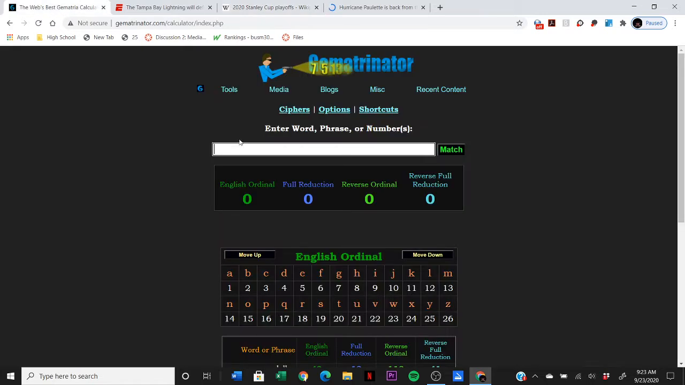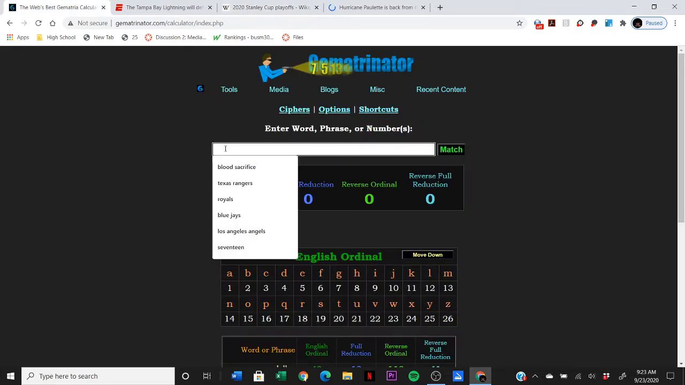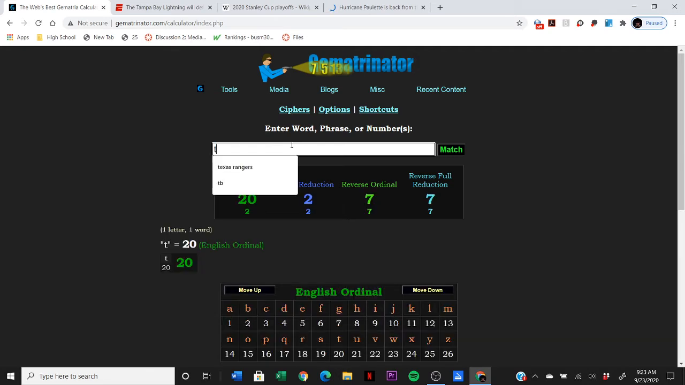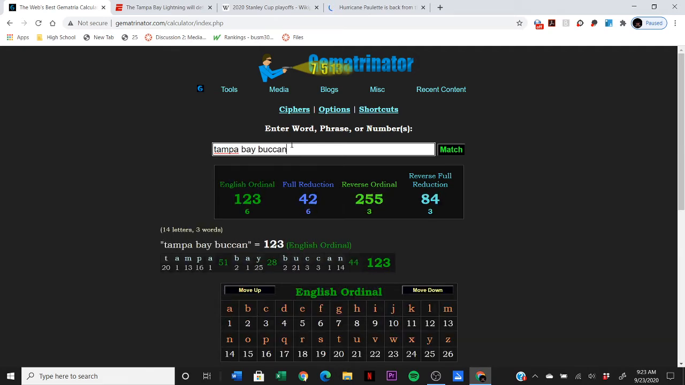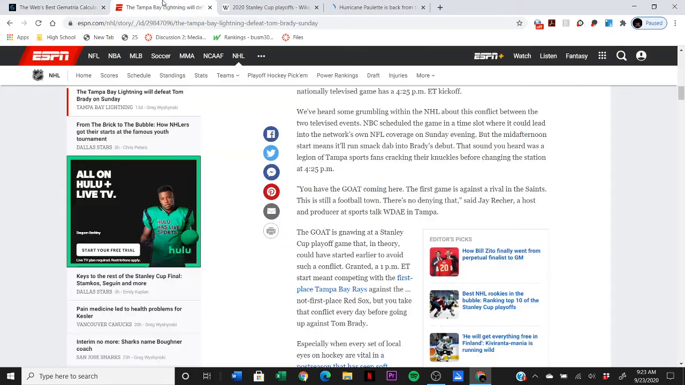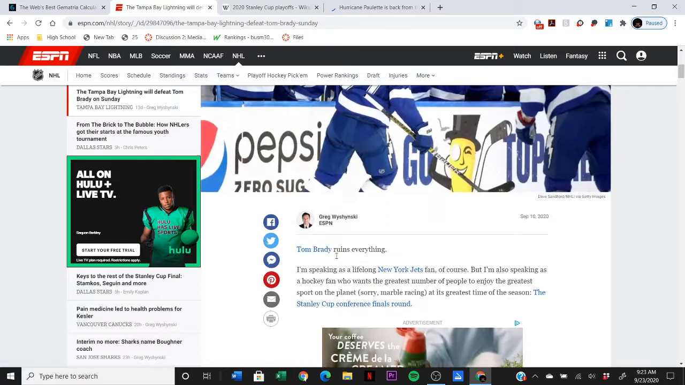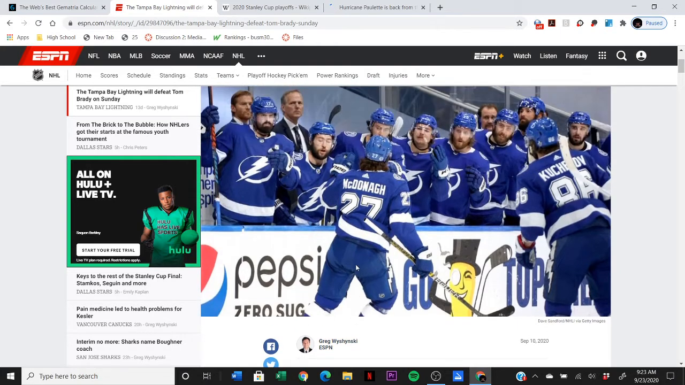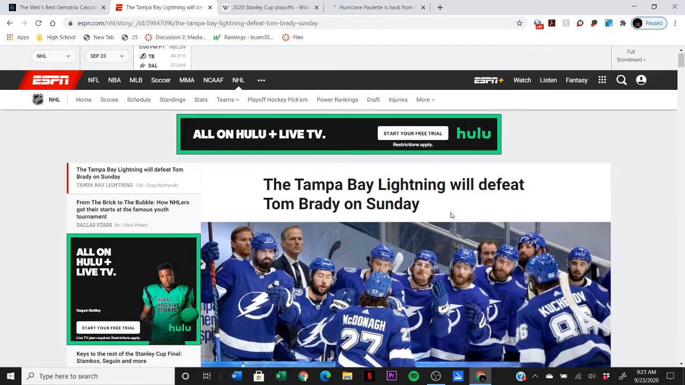But here, I'll show you right now. You see how Buccaneers is 62, and then you see how, oh, look at that, the 179, but look at this. So you get this article saying that the Tampa Bay Lightning will defeat Tom Brady on that Sunday, and then Tampa Bay goes on to beat the New York Islanders 4-1, and then Tom Brady goes on to lose. So you see how they script sports. You see how they do that? The Tampa Bay Lightning will defeat Tom Brady on Sunday. Tampa Bay wins, and then Tom Brady loses. That's how they script the sports right there.